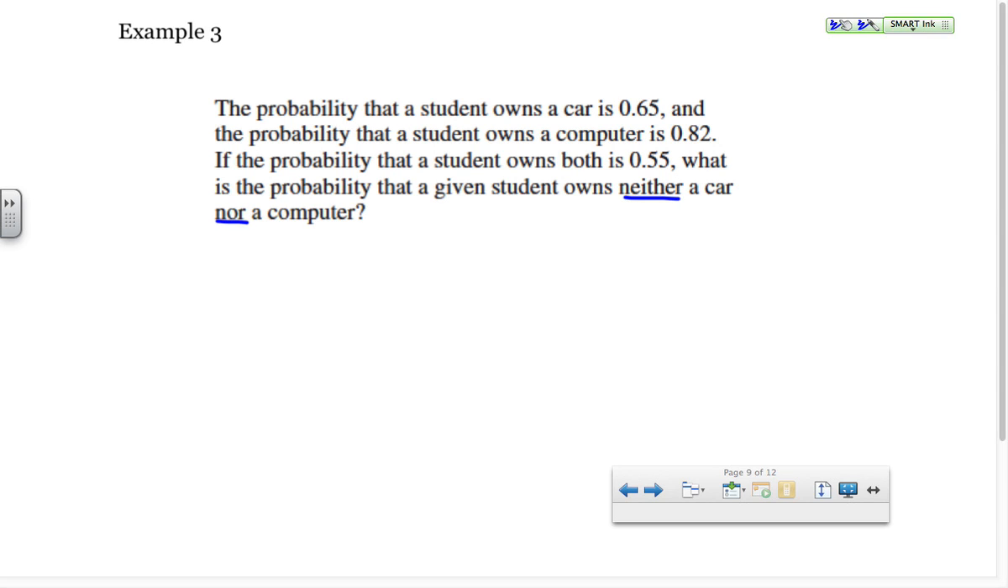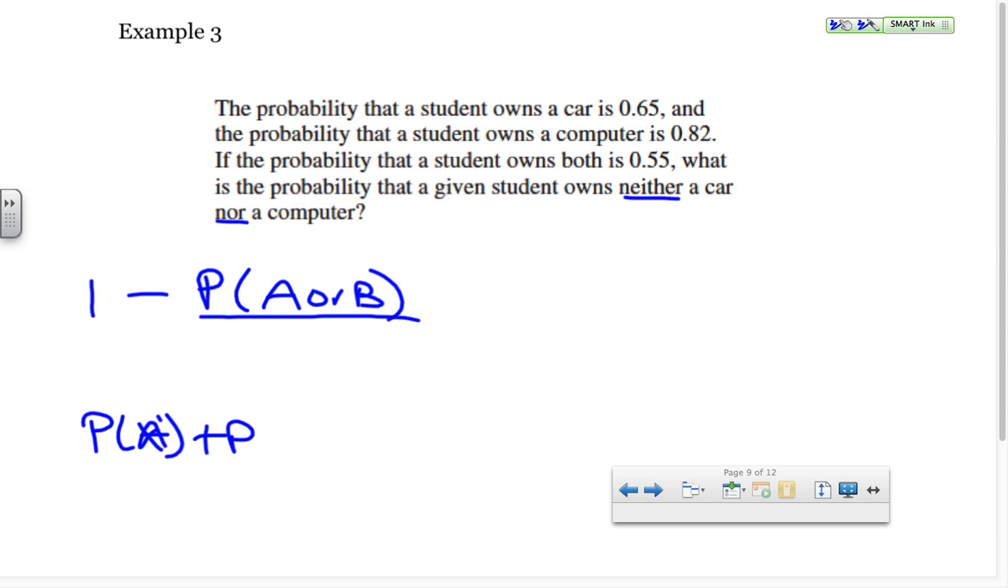It says neither nor. Now, in the last lesson, we talked about the complement of an event being 1 minus the probability of it happening. So we're actually going to find the probability of A or B, and then we're going to go 1 minus. Before we even do this, we need to talk about the fact that these are not mutually exclusive. There are students that own both computers and cars, so we need to use the rule where it's the probability of A plus the probability of B minus the probability of A and B. So let's go ahead and find the probability of A or B, and then we'll subtract it from 1 to get the probability that it doesn't happen.